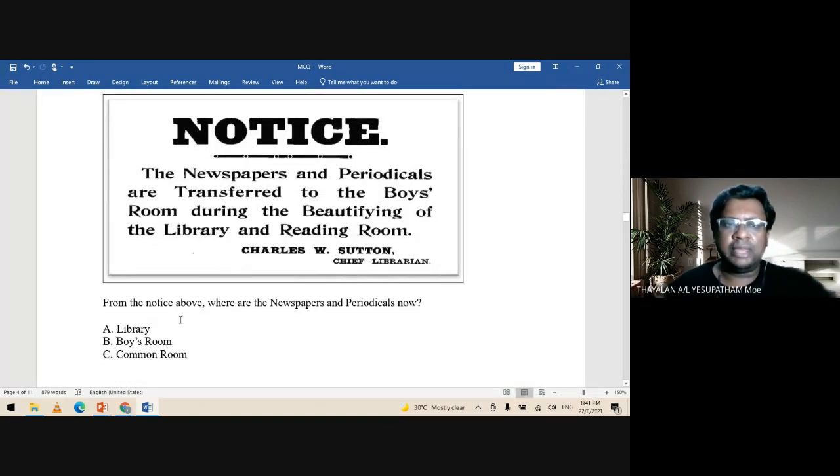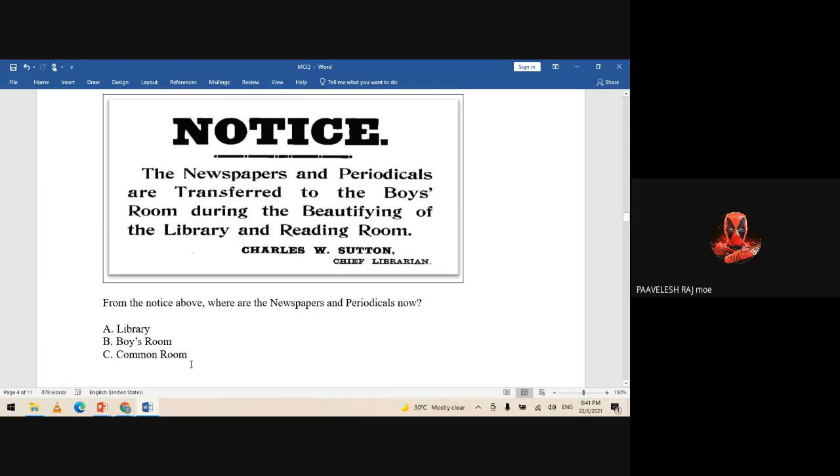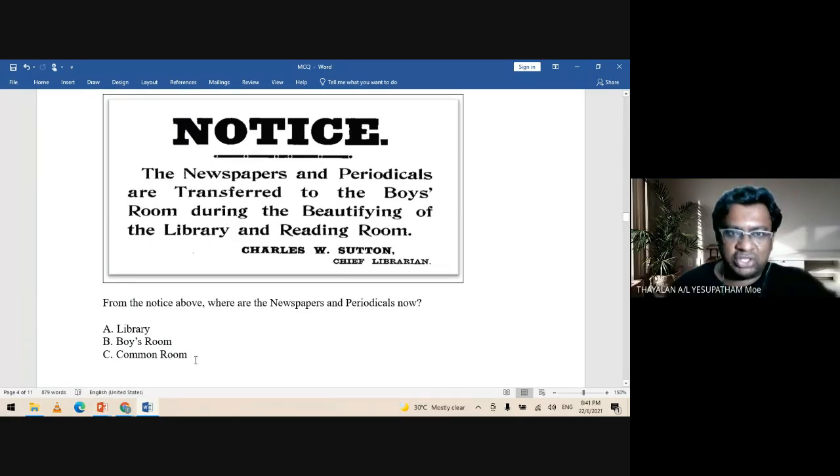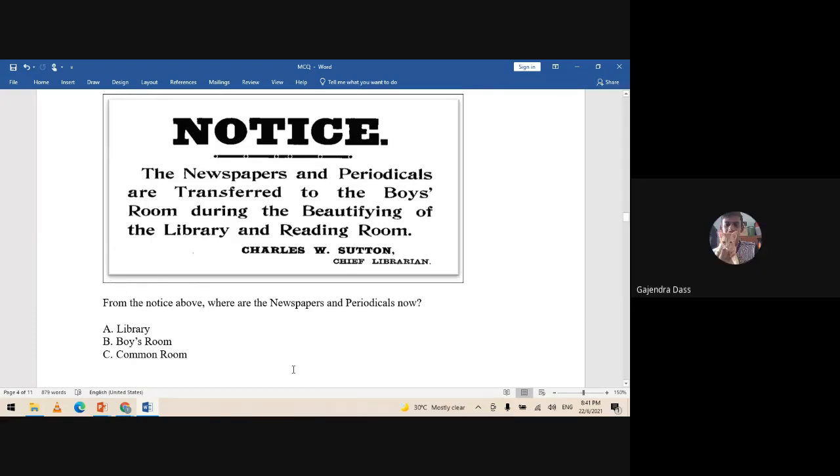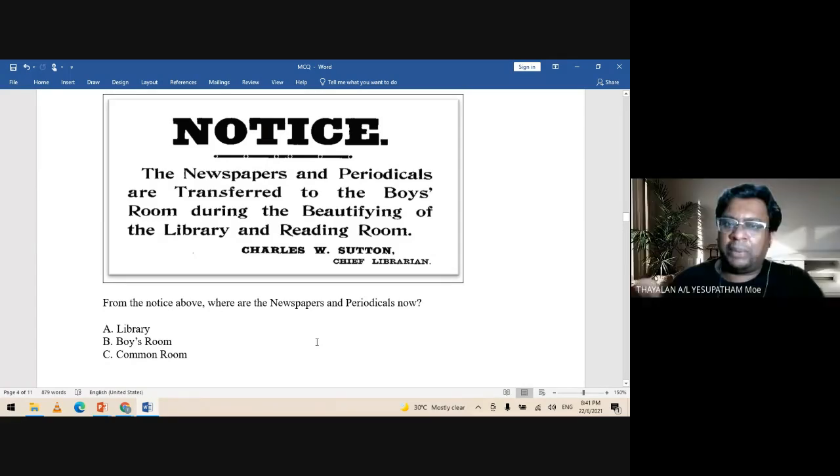Now, look at this one. From the notice above, where are the newspapers and periodicals now? A, library, B, boys' room, C, common room. Now, let me finish. When I ask you to talk, then you talk. What is the catching word, or the key word, or the clue in this question? Newspaper. Well, we are going to look for the place where the newspapers and periodicals are, but what is the clue to identify the answer?